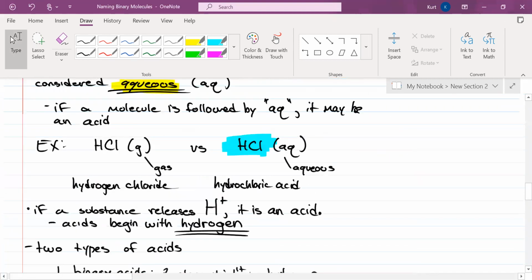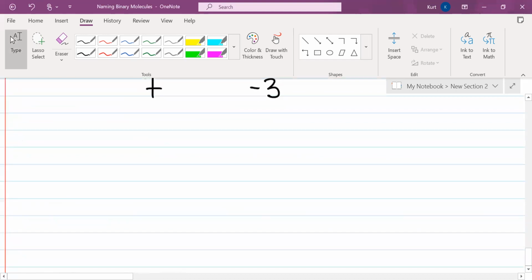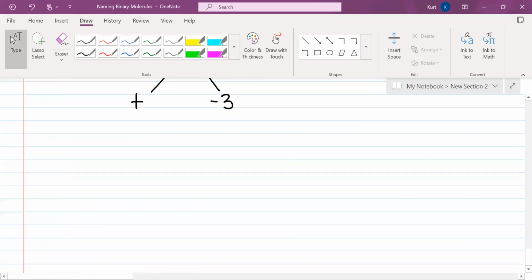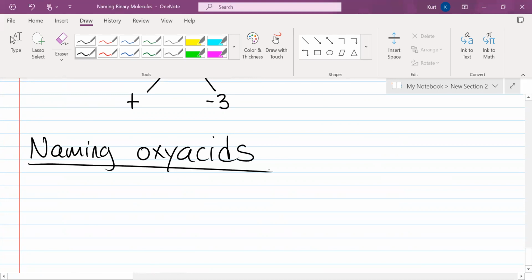So Francis was asking me about recapping oxygen. I haven't got to that yet. And we're going to get to that now. Naming oxyacids. An oxyacid has several indicators.